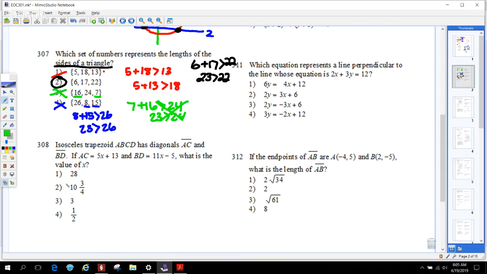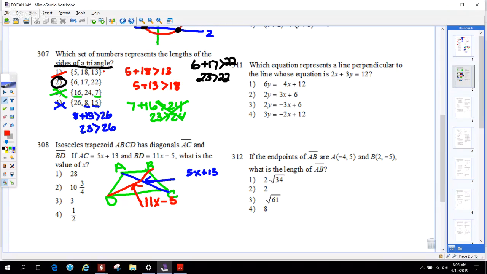Okay. Trapezoid ABCD with diagonals AC and BD. So I'm going to draw a trapezoid. It might not be perfect, but at least it's a sketch. You should really, anytime it mentions a shape, draw a sketch, please. I beg you, please draw a sketch. If AC is 5x plus 13 and BD is 11x minus 5, what's the value of x?